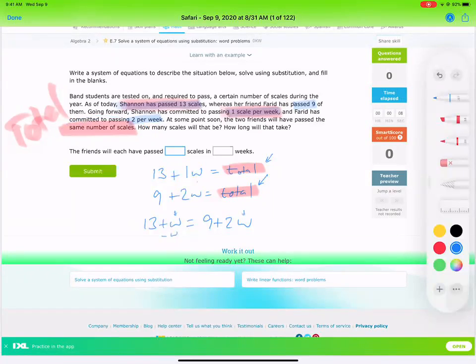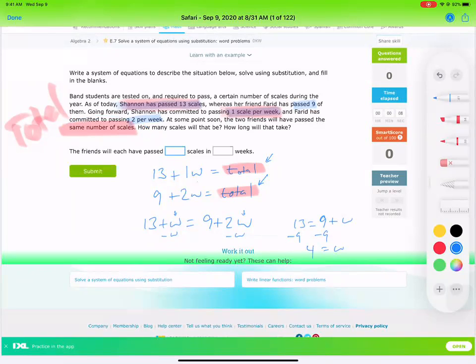Let's minus W to both sides. We're left with 13 is equal to 9 plus W. And then we could minus 9 to both sides. W is equal to 4.